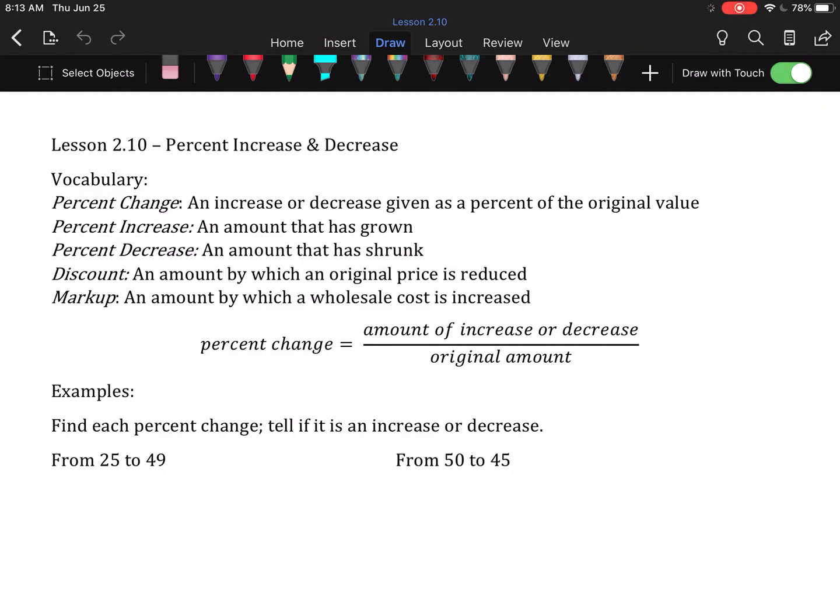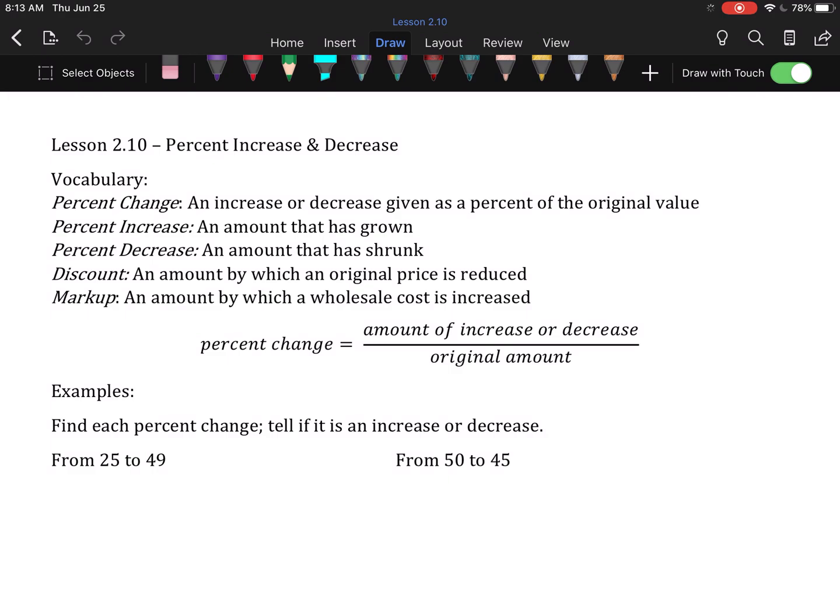And finally, percent increase and decrease. So a percent of change is an increase or decrease given as a percentage of the original value. Percent increase is obviously an amount that will have grown. Percent decrease is an amount that has shrunk. A discount is an amount by which a price is reduced, and markup is an amount by which a cost is increased.